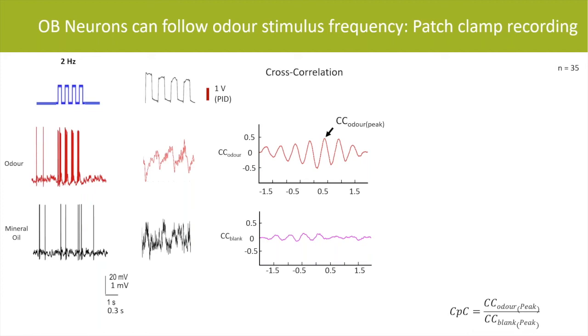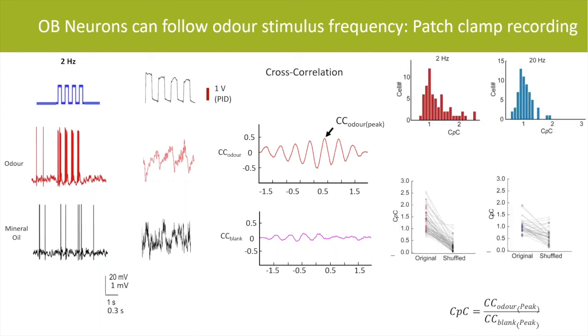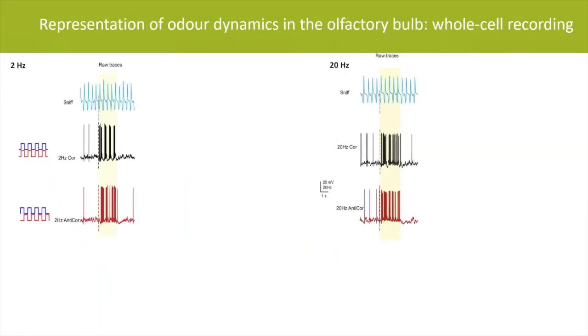So a high CPC means that the cell can follow a specific frequency, while a low one means that it does not follow it. Now what we get is that a subset of cells can indeed follow the frequency well at 2 Hz as well as 20 Hz, and this happens way above the significance threshold from the shuffle controls, indicating that neurons in the olfactory bulb can actually follow odor stimuli at different frequencies.